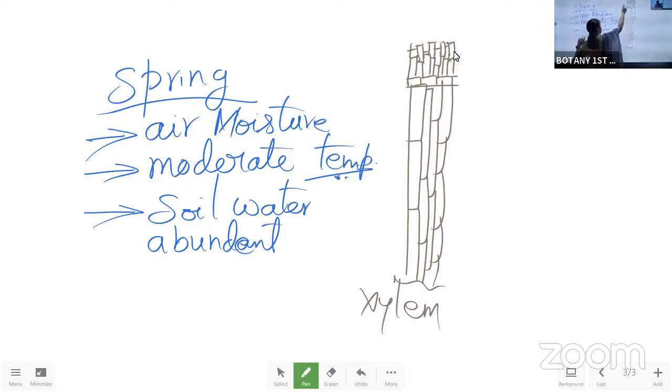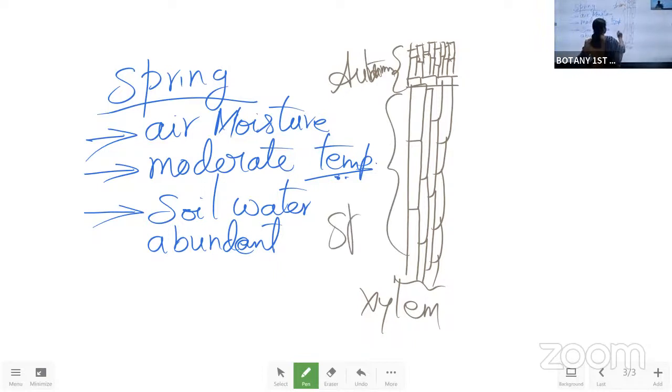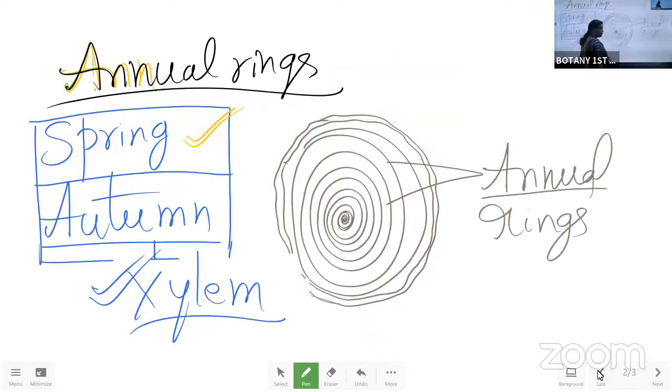So this is the autumn season. And this is the spring season growth. See the difference between the spring and the autumn season. The same difference we can see in the annual rings also.